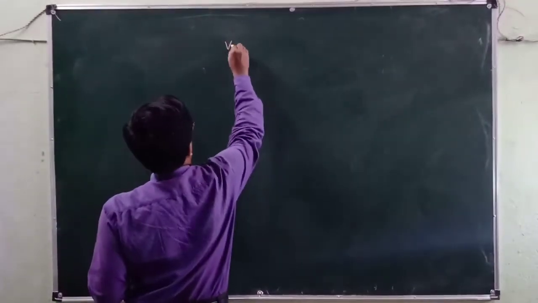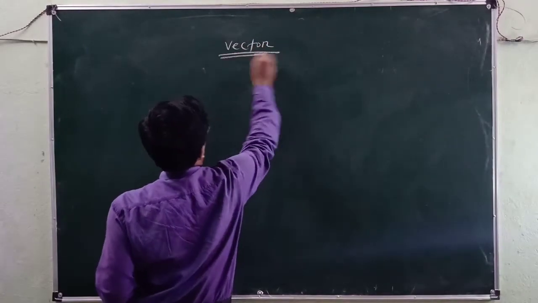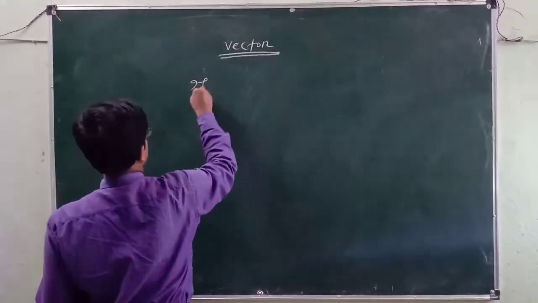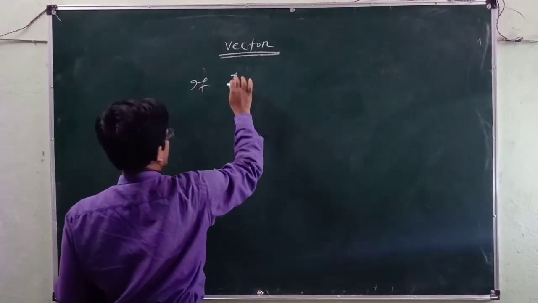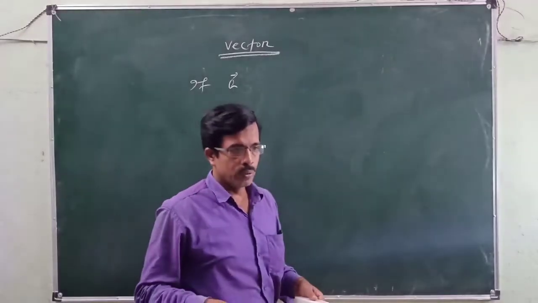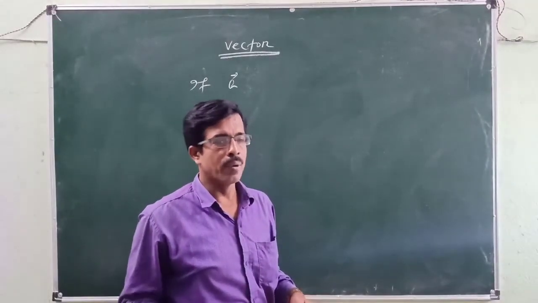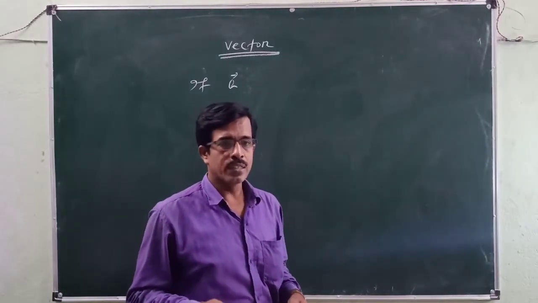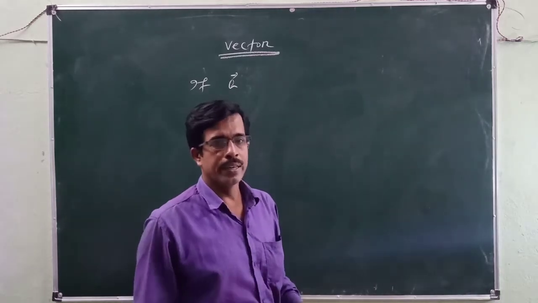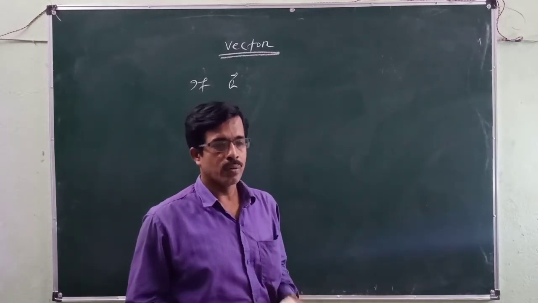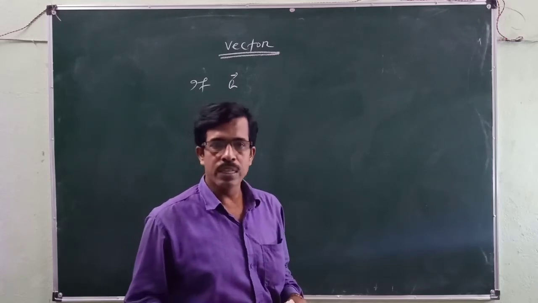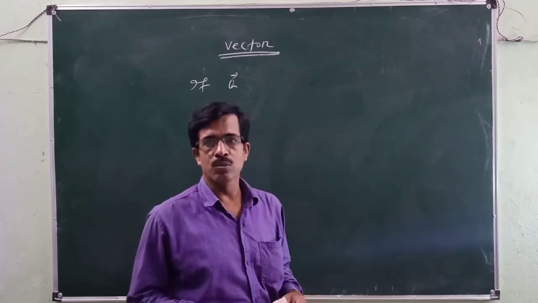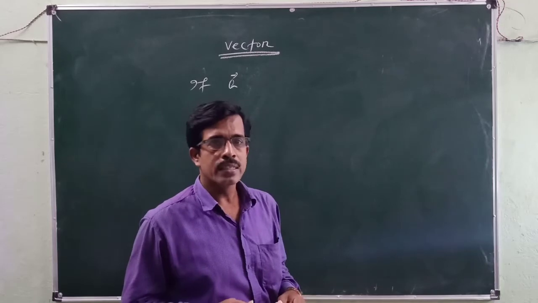It is vector. In vector, if A, B are any vectors, you remember that a vector means any physical quantity which has both magnitude and direction, that we call a vector quantity. And the physical quantity which has no direction but only magnitude, that quantity we call a scalar quantity.